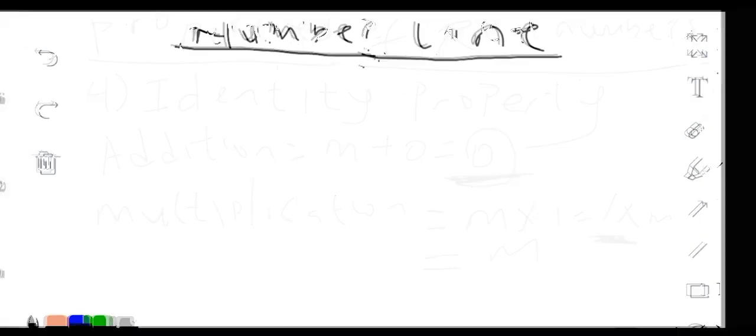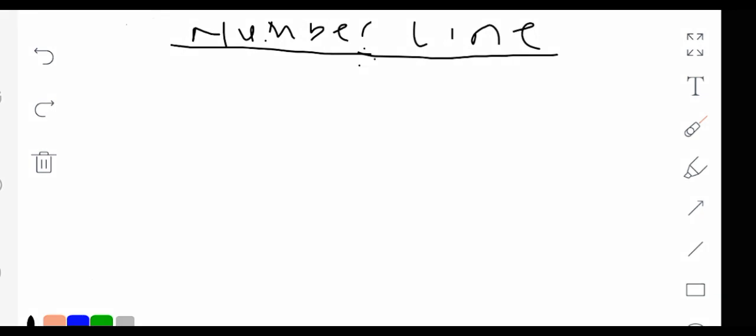Let's move on. Number line. A number line allows us to visually display real numbers by associating them with unique points on a line. The points are what we call the coordinates. So the number line just allows us to visualize real numbers by associating them with unique points on the line. Let me just draw a number line so we get familiar with it.